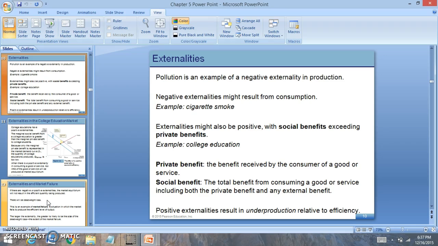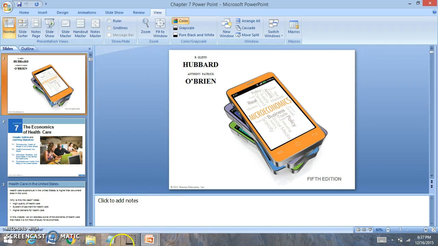When externalities are present in a market, the government will have to get involved to bring about market solutions. So that's one thing to focus on. Governments will get involved to bring about changes in the market. And then we move on to Chapter 6.